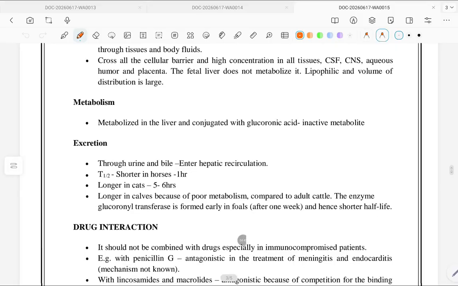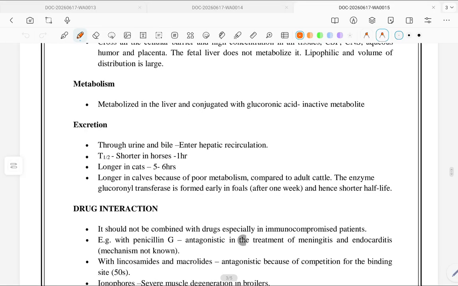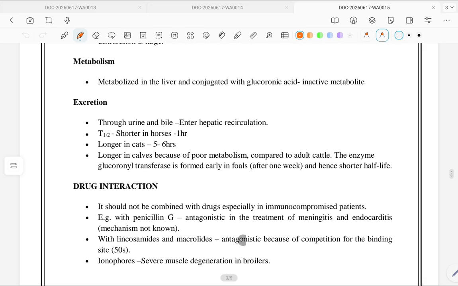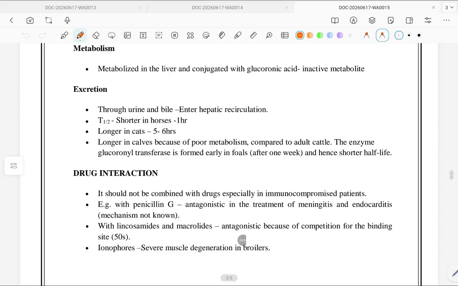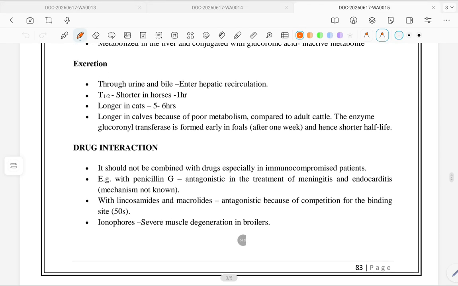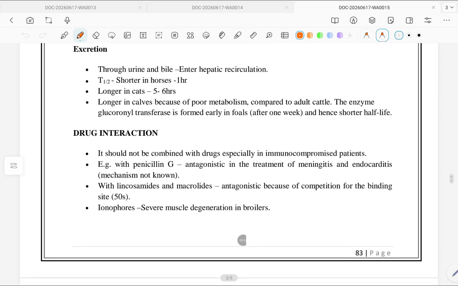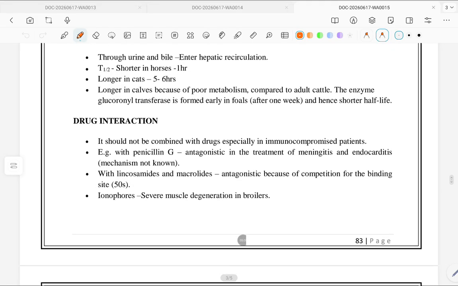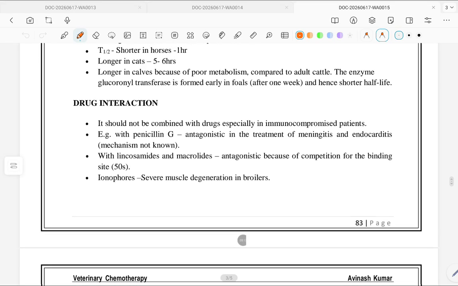Metabolism. It is metabolized in the liver and conjugated with glucuronic acid to an inactive metabolite. Excretion is through urine and bile, and it enters hepatic circulation. The half-life is shorter in the horse, 1 hour, and longer in the cat, 5 to 6 hours. It is longer in the calf because of poor metabolism compared to adult cattle. The enzyme glucuronyl transferase is formed early in life, after 1 week, and hence the half-life becomes shorter.